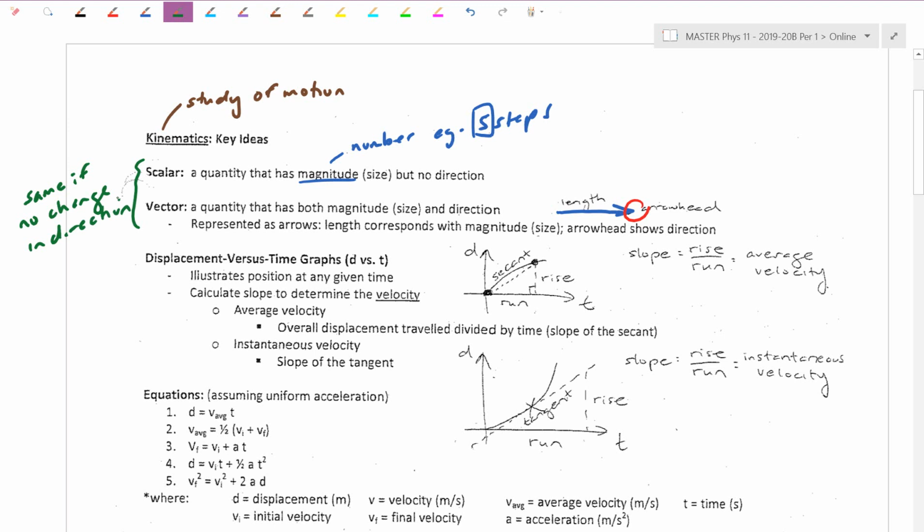And you saw in the examples that we've done previously that if there is a change in direction, we can break up the motion into multiple parts. When I'm going forward, I can study the forward part of the motion. If it reverses and goes backwards, we can study that as a separate motion individually.